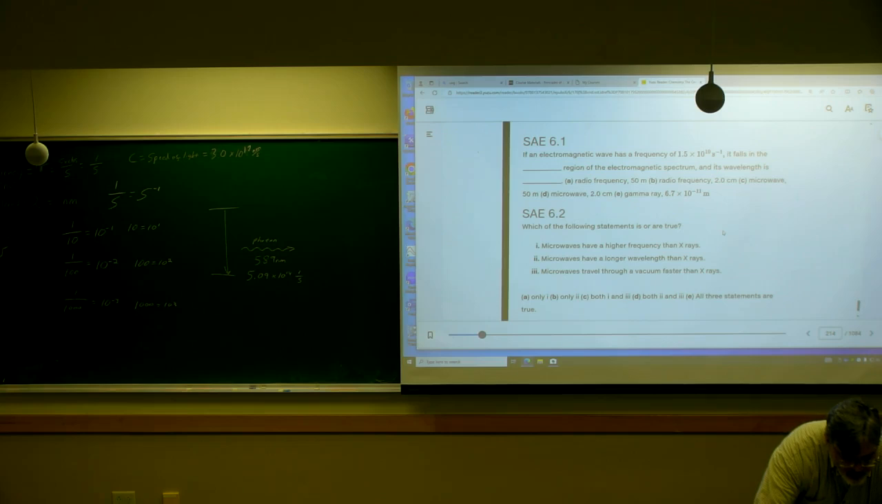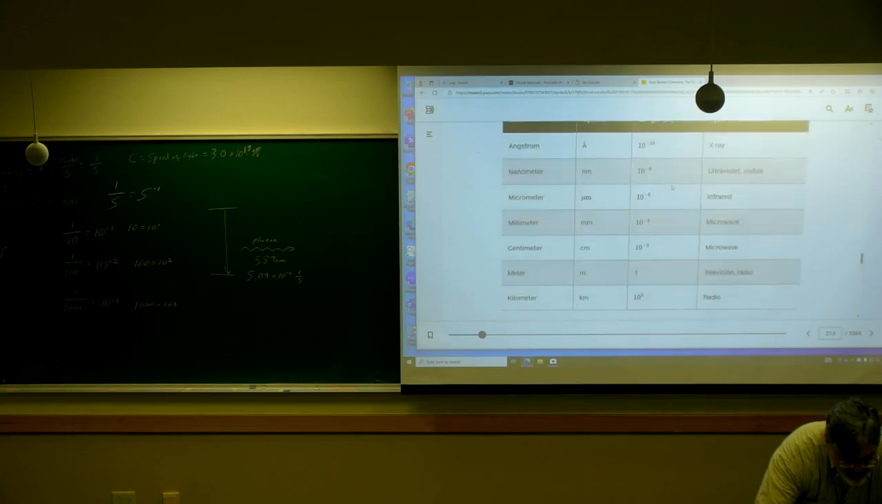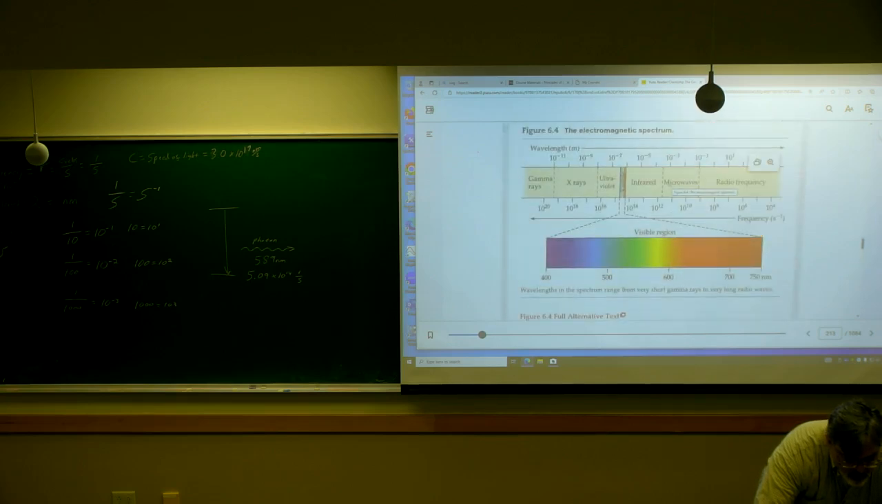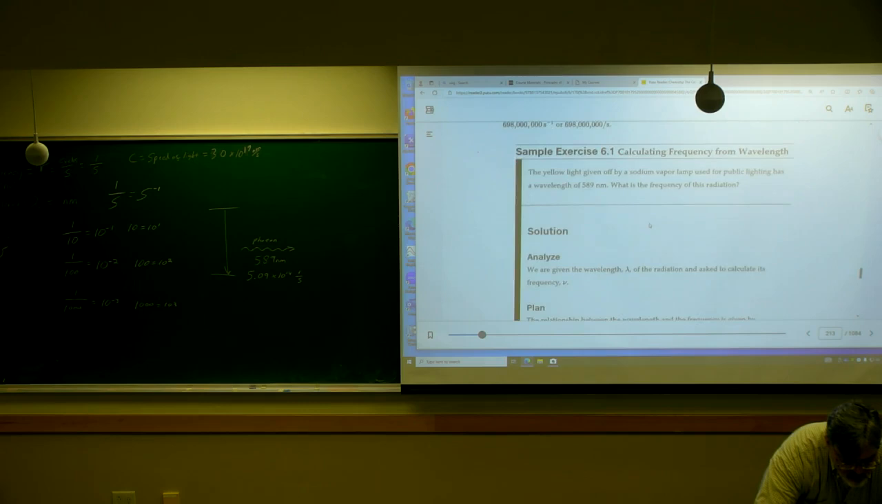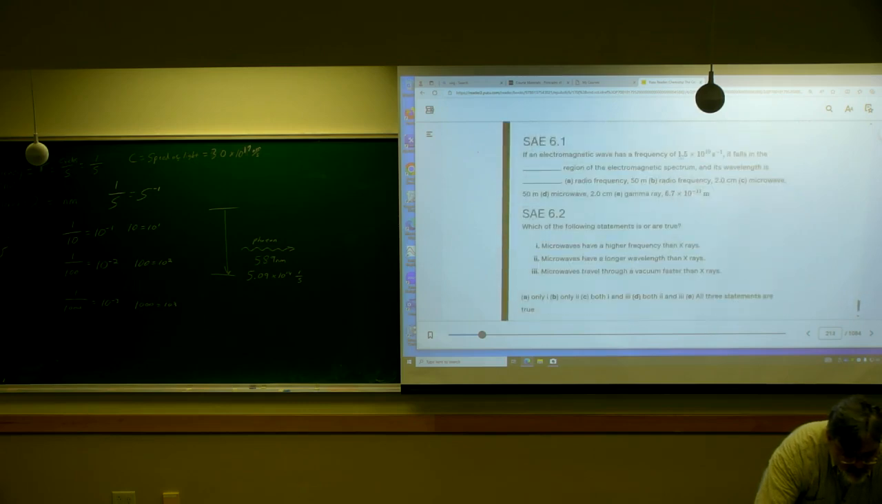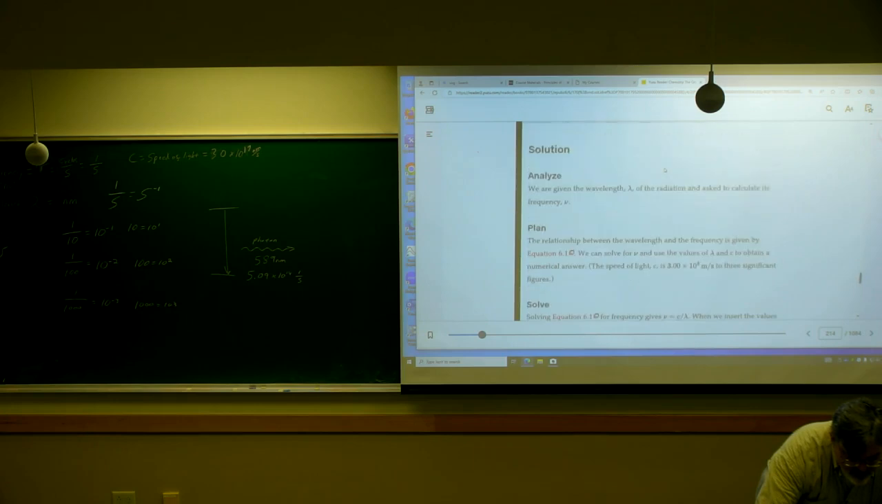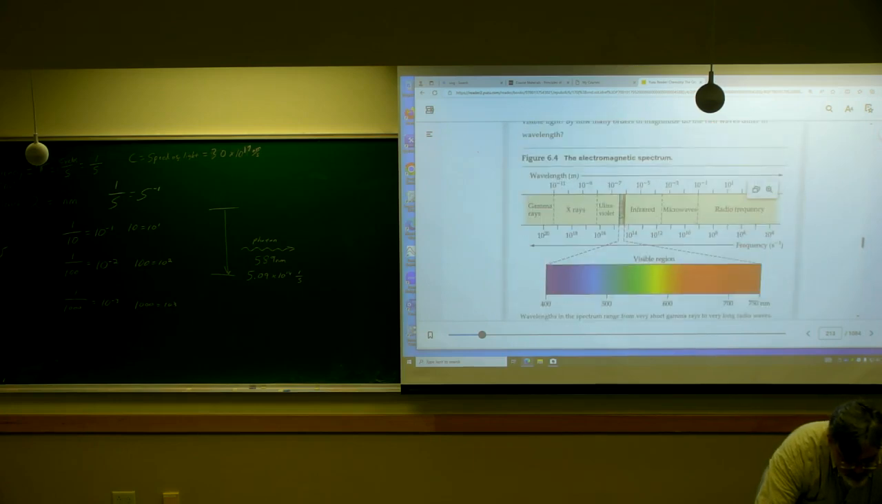All right, 1.5 times 10 to the 10. If you had this in front of you, 1.5 times 10 to the 10 is going to be somewhere in here. No, 10 to the 10. This one's asking if you had a frequency of 1.5 times 10 to the 10. Frequency's down here. Here's 10 to the 10. You're in the microwave region. That's what that question's asking. If you have this in front of you, you just read it. You read wherever you are.